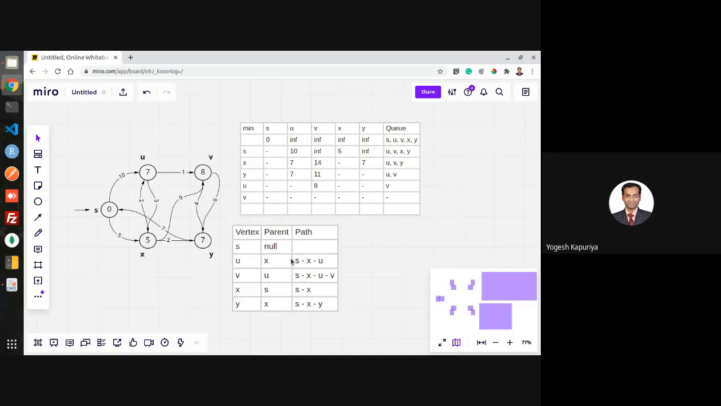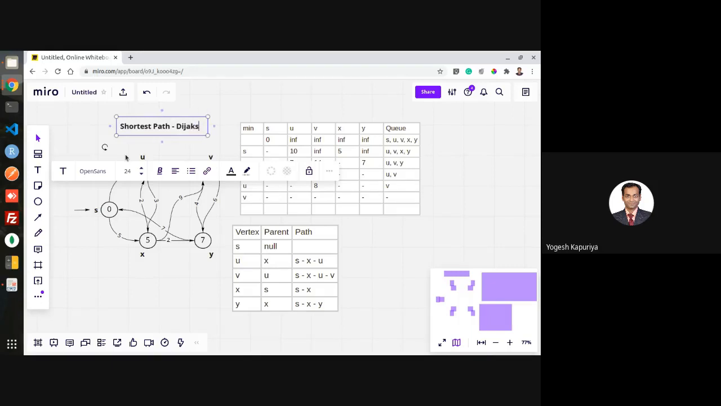And you observe this path SXU. So this is 5 plus 2, 7. Then SXUV, 5 plus 2, 7 plus 1, 8. Then SXY. SX is 5, 5 plus 2 is 7. So this is how you can derive the shortest path using Dijkstra's approach.